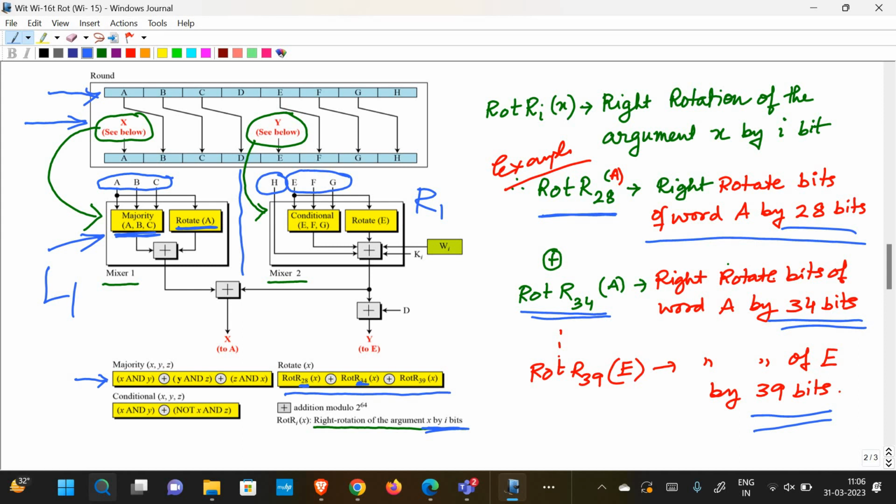So basically, each and every time you are taking A, B, C, that goes to the majority function and that generates some kind of an output over here. And the rotation function will generate another set of output, maybe output prime. And both of those two outputs get an element over here, which we call the modulo addition of 2 to the power 64.